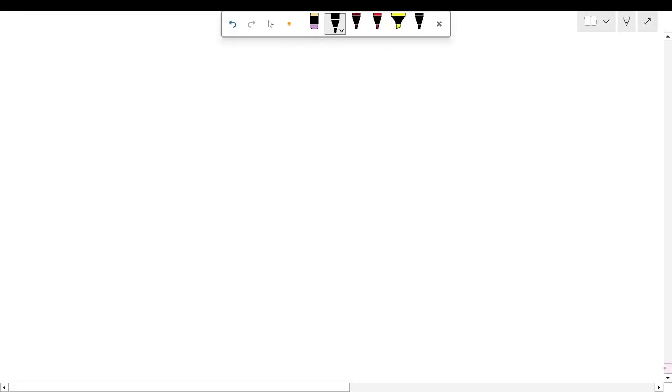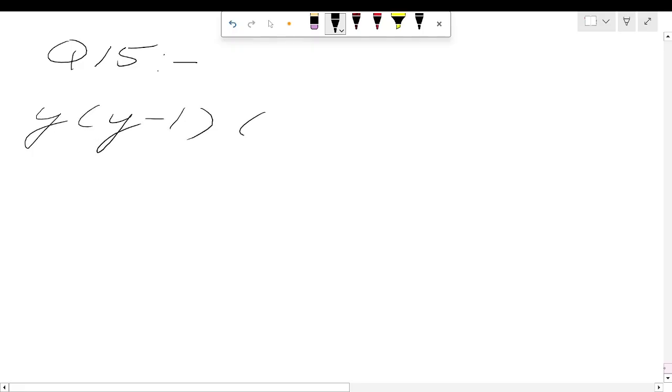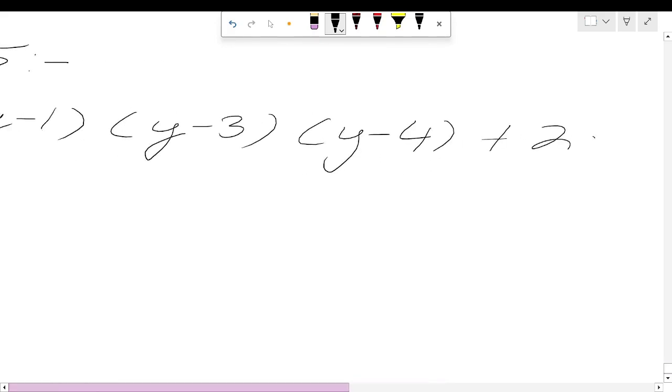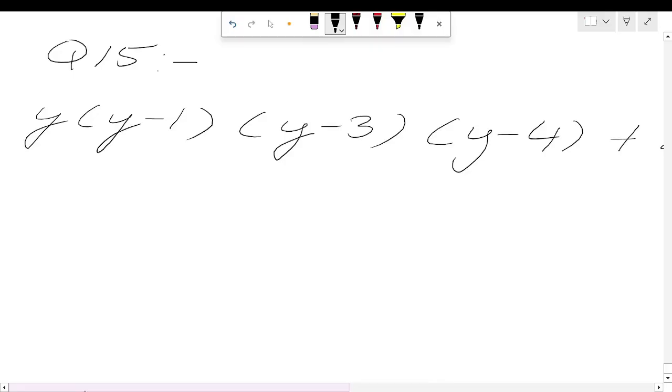Now let's move on to question number 15. I'll write question number 15 right here. Question number 15 states that y bracket y minus 1, then we have y minus 3, multiplied with y minus 3 and y minus 4, added with 2. Now, by just taking a glance at this expression, you might wonder whether we will multiply y with y, then that will be y square, and then negative y, and then we will multiply these two terms, but that is incorrect.